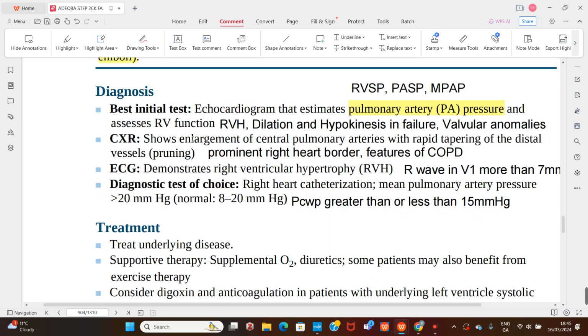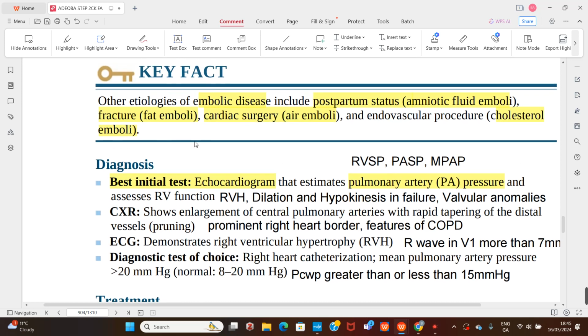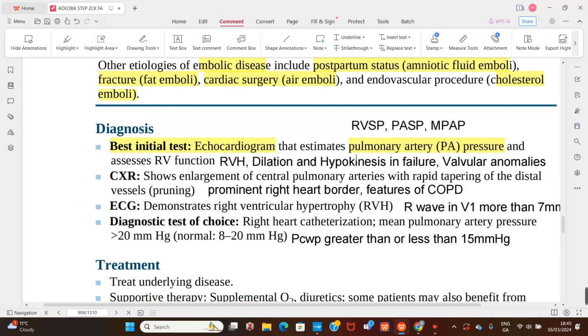So how do you make the diagnosis? The best initial test is echo. The best initial test to make your diagnosis of pulmonary hypertension is echo. So the echo is to estimate what the pulmonary artery pressure is at rest. It's going to give you a reflection of that pressure, as well as the pressure of the right ventricle in systole, the pressure of the pulmonary artery in systole, as well as the mean pulmonary arterial pressure. Because what we are calculating is actually the mean pulmonary arterial pressure. It should not be more than 20 at rest.